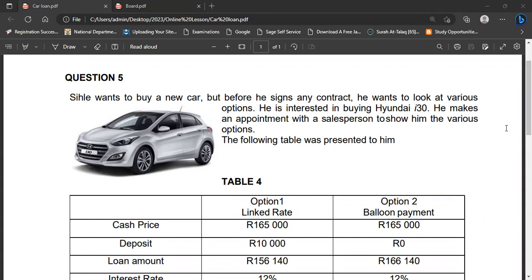Sila wants to buy a new car, but before he signs a contract, he wants to look at various options. He is interested in buying a Hyundai i20, and makes an appointment with a salesperson to show him the various options. The following table was presented to him.